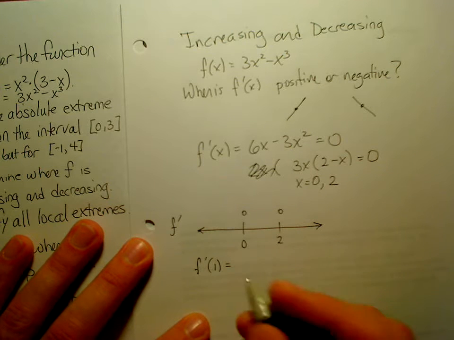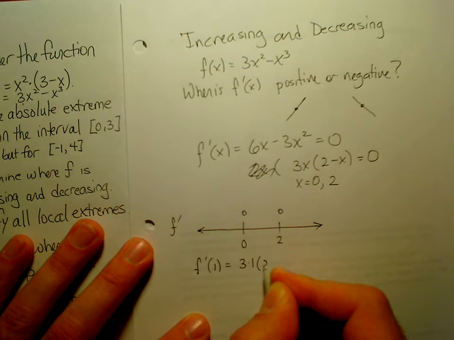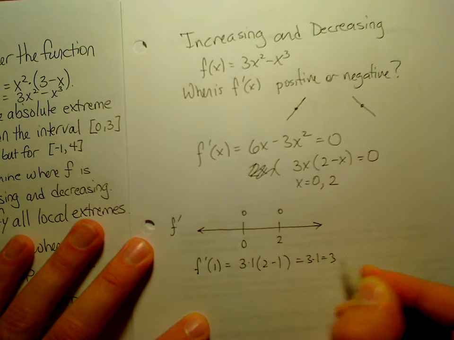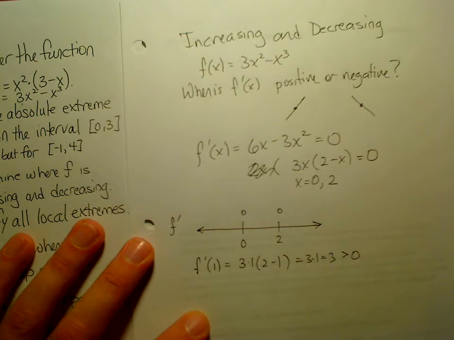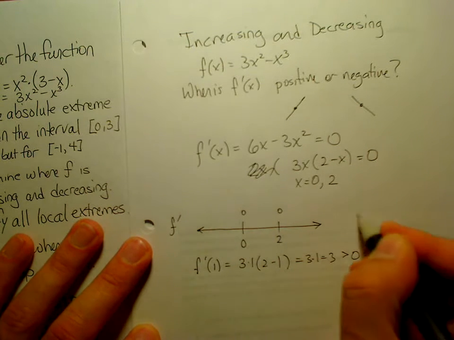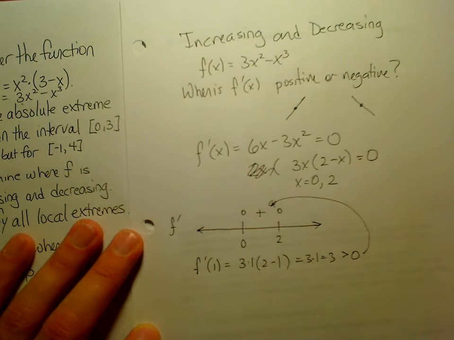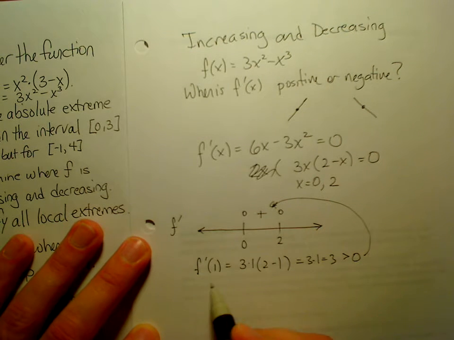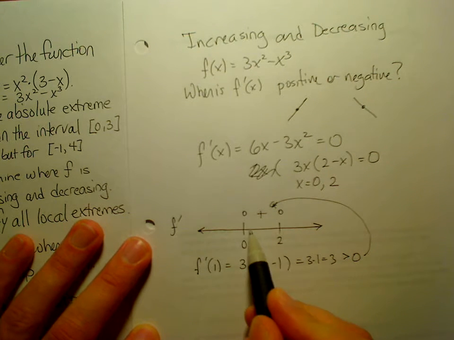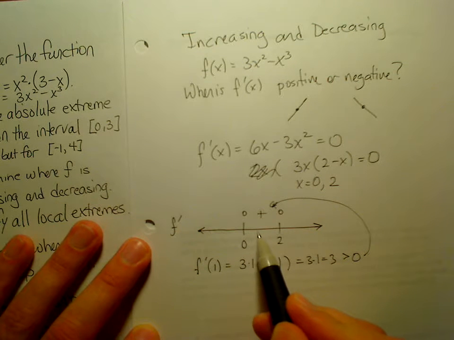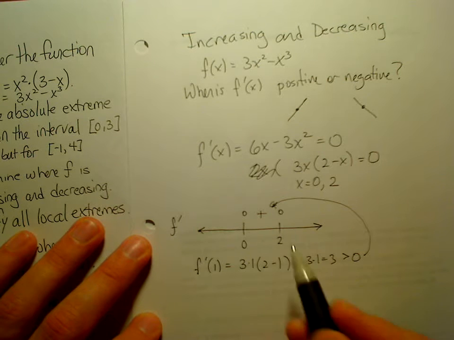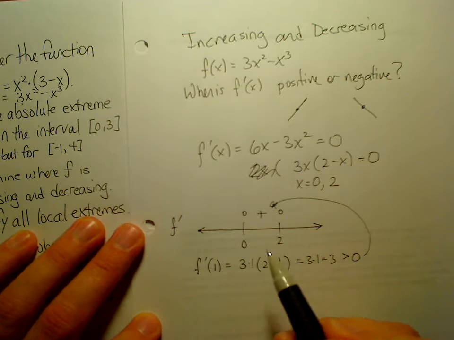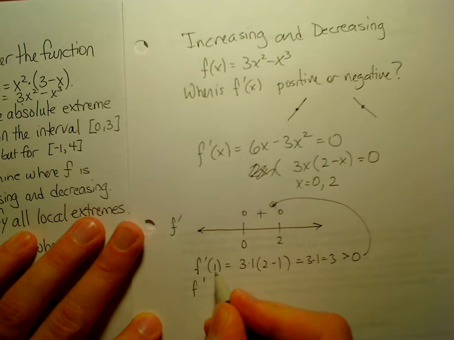So f prime of 1 is going to be 3 times 1, times 2 minus 1. So that's a positive number, 3 times 1, 3. I don't really care about the 3 so much as the positive of it. Positive. So what that tells me is that in between 0 and 2, f prime is positive, which means my original function, f, is increasing. And it doesn't matter, at 1 it's positive, but also everywhere between 0 and 2. F prime of 1/2, f prime of 3/4, f prime of 1.9987. It's all positive there. I only have to check one test value.